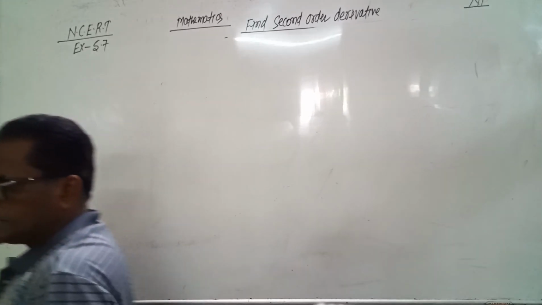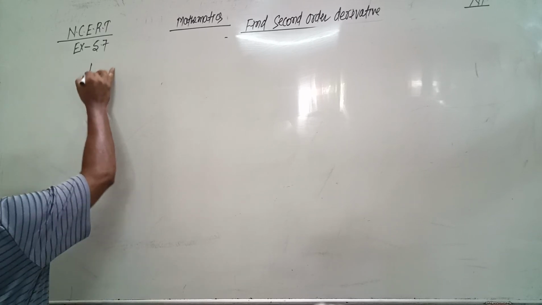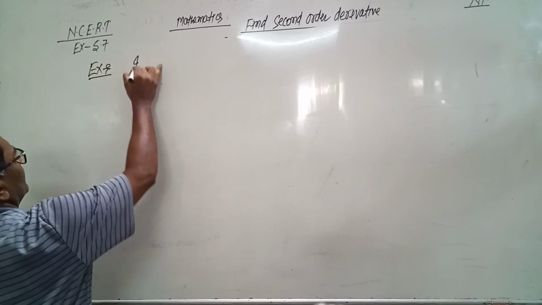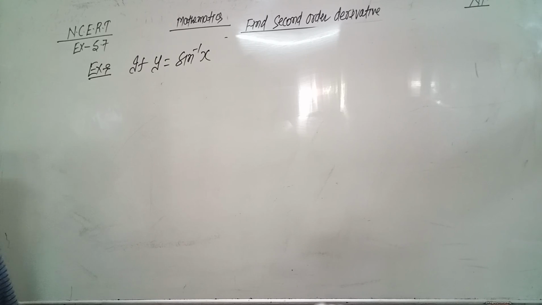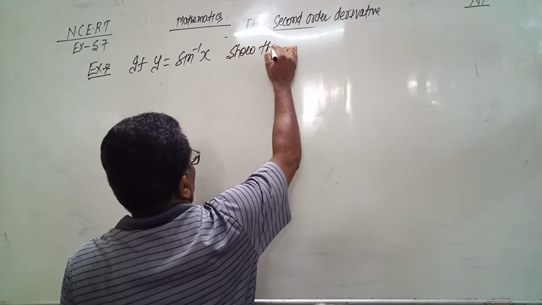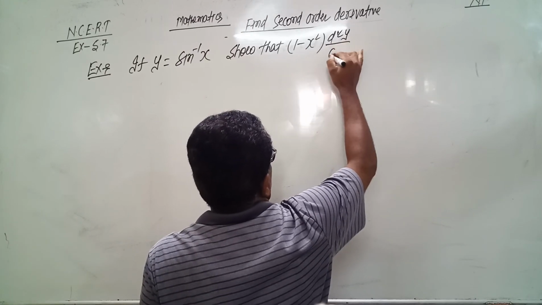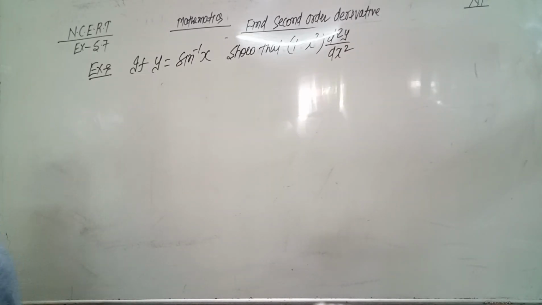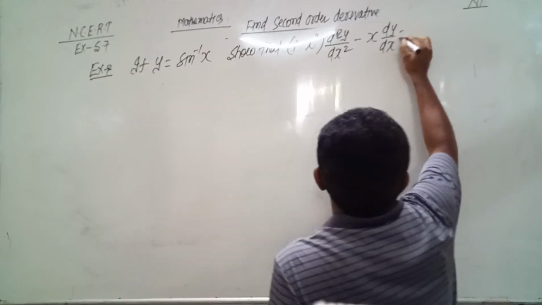See one of the important examples. If y equals sine inverse x, then show that 1 minus x square d2y by dx square minus x dy by dx equals 0.